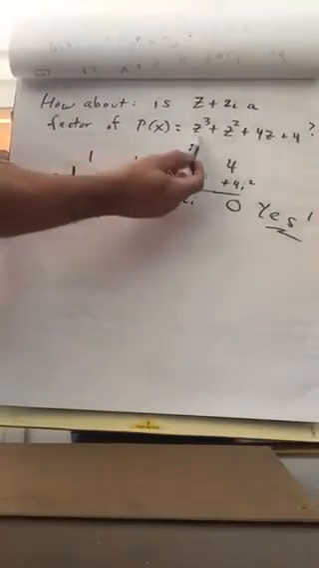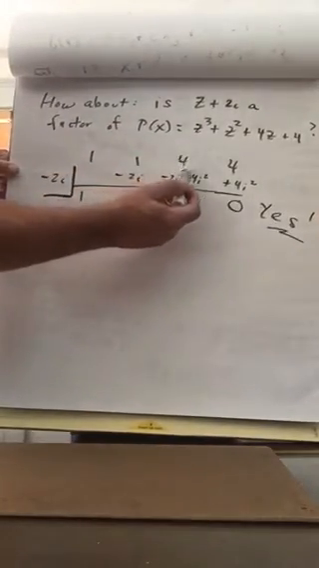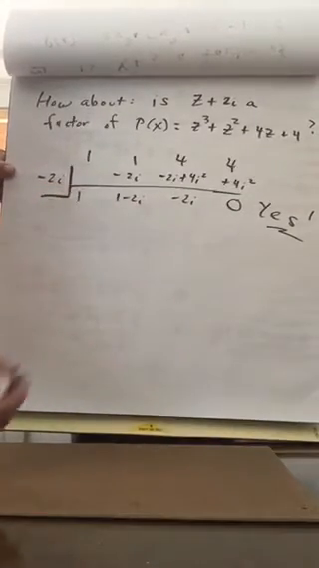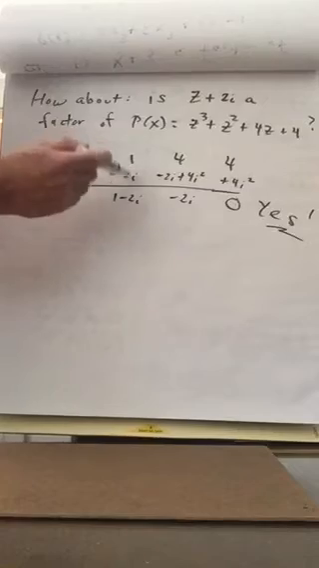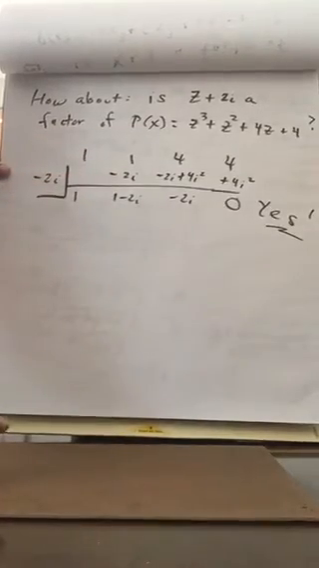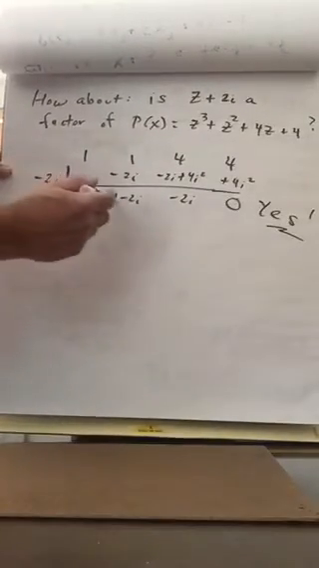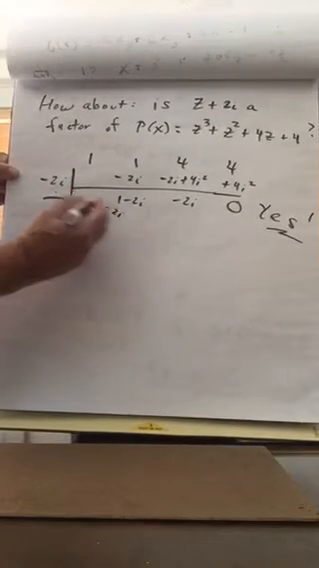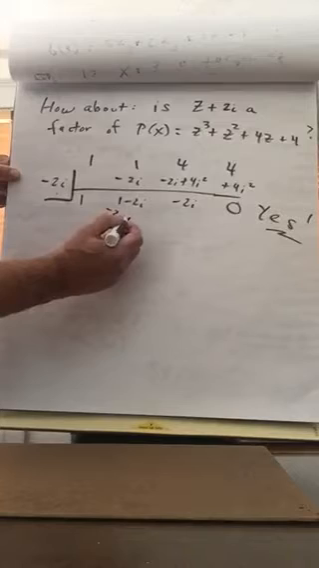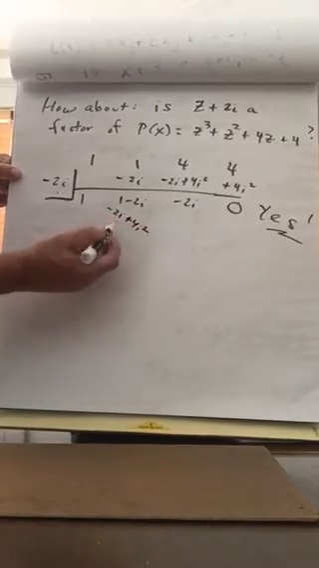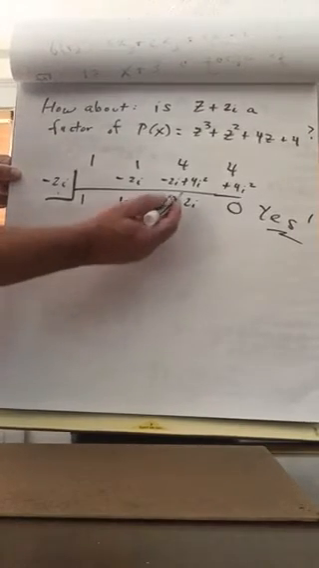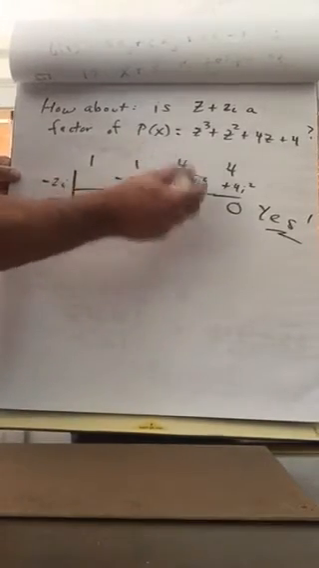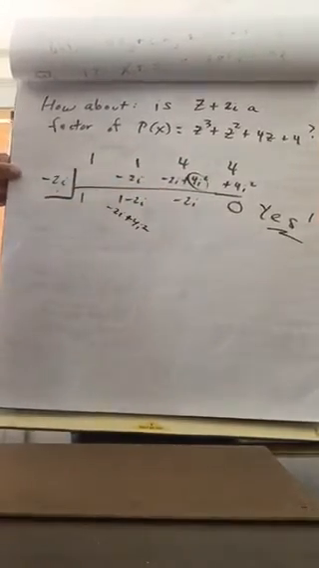Let's list the coefficients: 1, 1, 4, 4. Okay, bring down 1. Negative 2i times 1 is negative 2i. Add them up. They're not like terms, so you write 1 minus 2i. Then multiply negative 2i times 1, which is negative 2i. Negative 2i times negative 2i is 4i squared. So negative 2i plus 4i squared, that's really negative 4, right? So 4 plus negative 4 cancel, and we just get negative 2i.